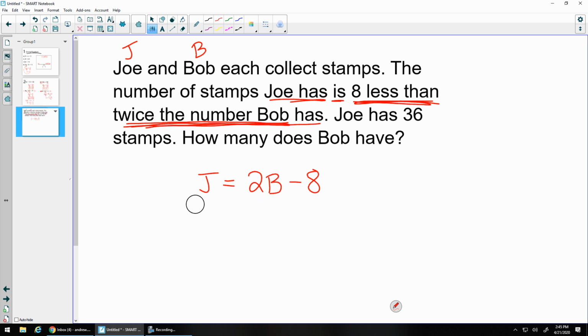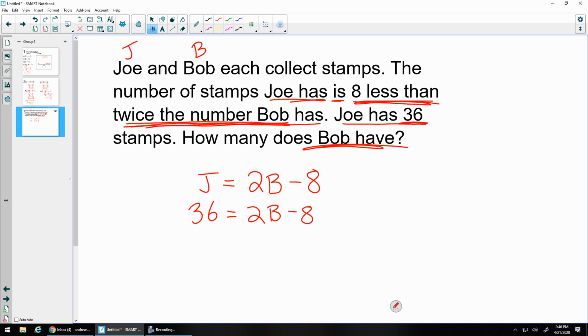So this is our equation. This is the tricky part of these word problems, sometimes making this equation. So Joe has 36 stamps. I can substitute this in for J, because we know how many Joe has. So 36 stamps is equal to 2B minus 8. Now I only have one variable. The question's asking how many does Bob have, so that's good that I'm just missing his variable. If the question asks how many Bob or Cindy or whoever has, that should be the variable you have left in your equation.